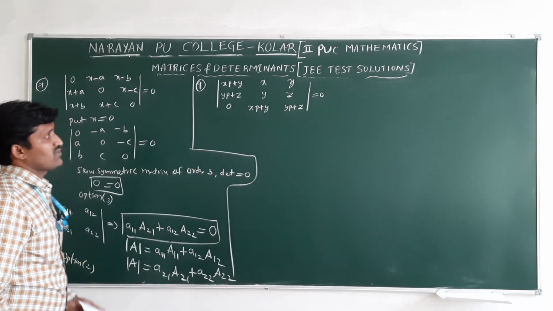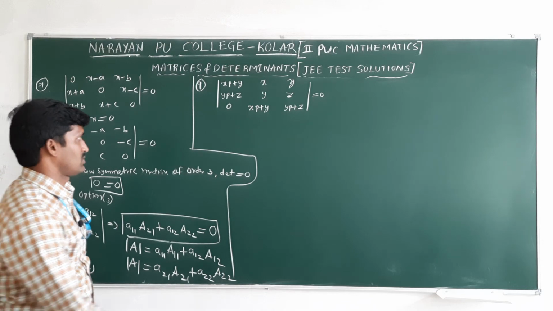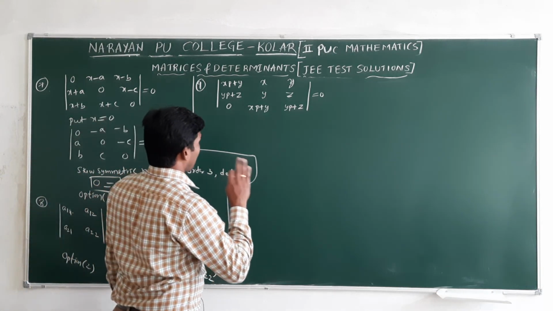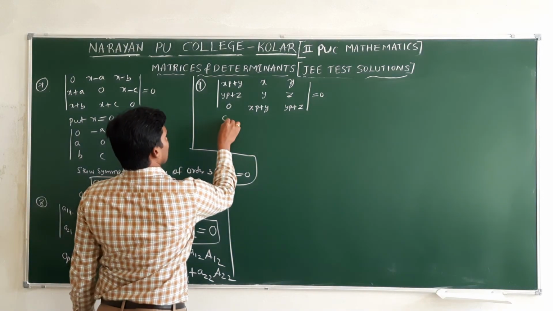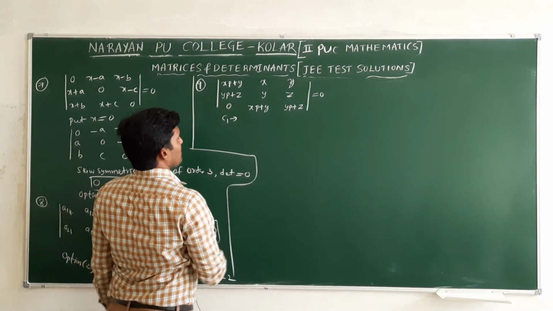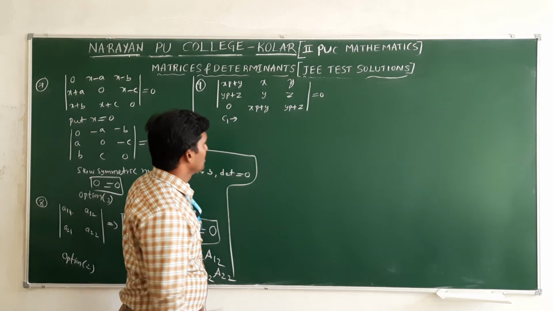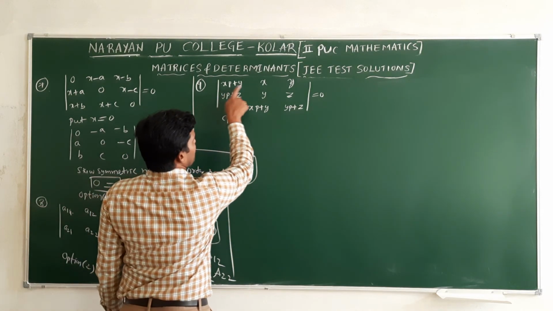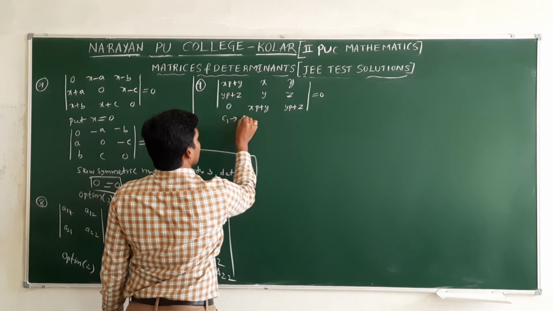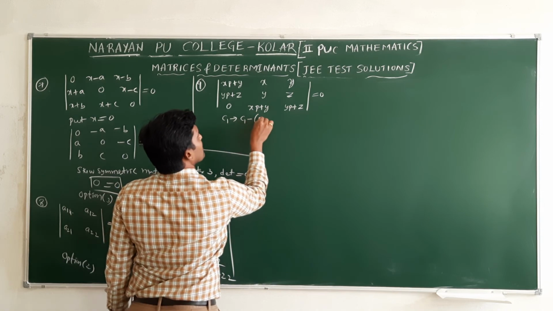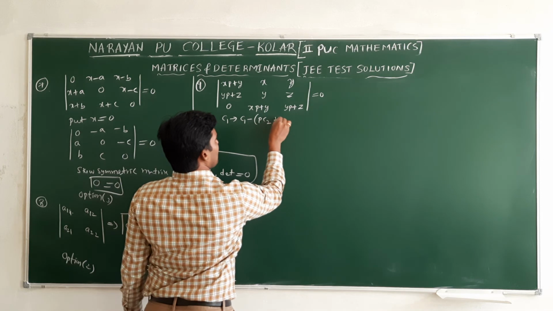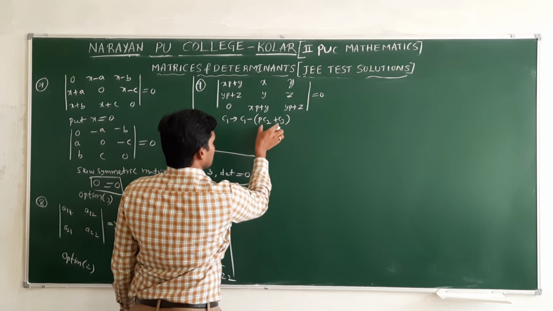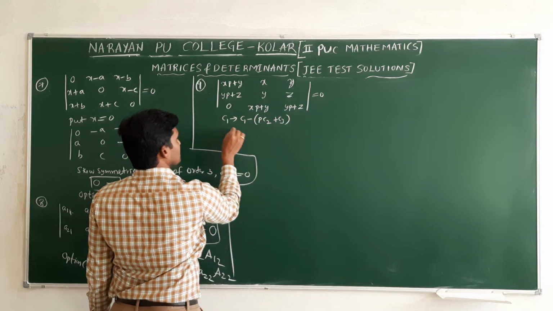Here we need to find in which progression x, y, z are. I will try to make these two elements 0. For C1, I want to make the elements using C2 and C3. Here what is the x multiple? P. That's why for C2 I will multiply by p, P into C2 plus y enough. That's why I will take only C3 directly. This value we are subtracting from C1.